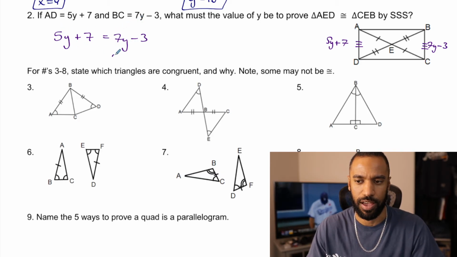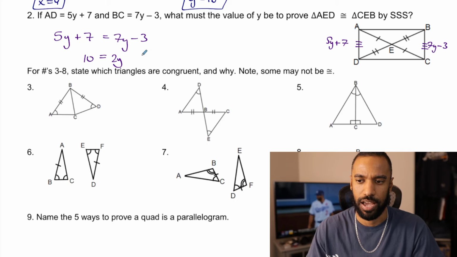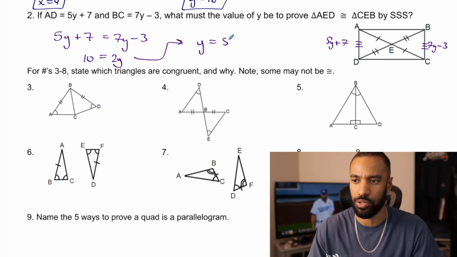So we solve. Subtract 5y from both sides. Divide both sides by 2. We get y equals 5.